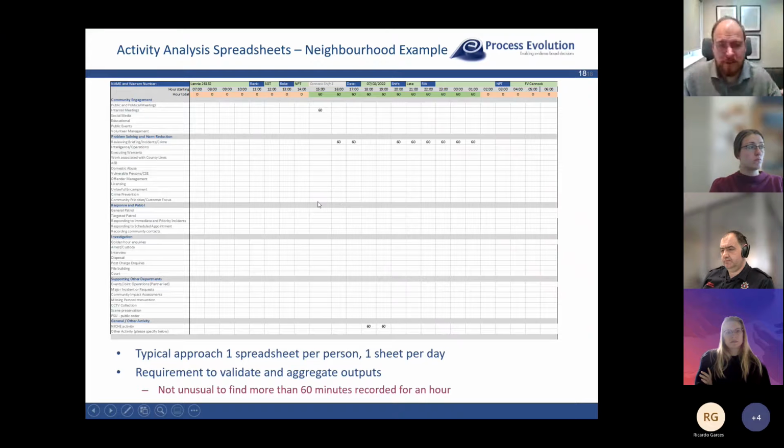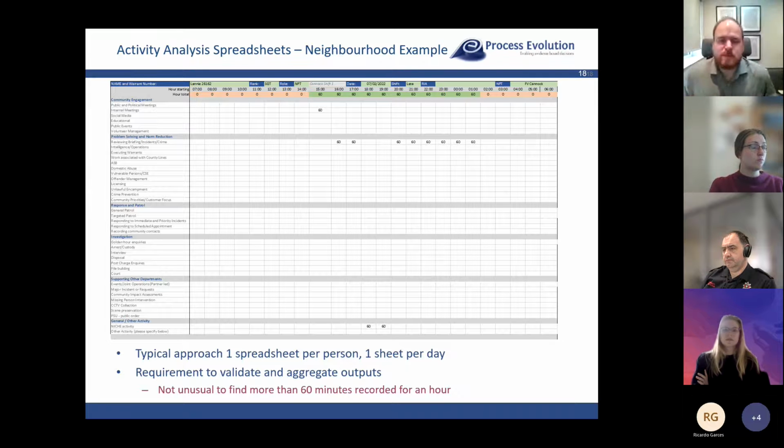The other piece as well is that it's asking people to make a choice. And actually, we know in neighbourhood policing that sometimes if you were on patrol and you saw something and you might have an engagement with people and a public event or something, sometimes you've got more than one hat on at the time.